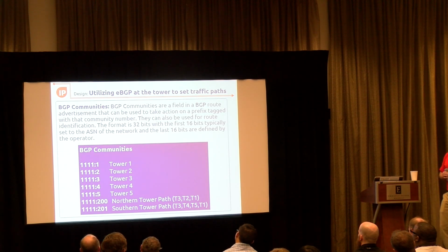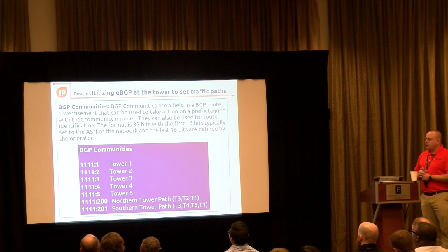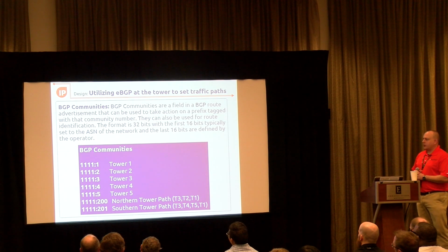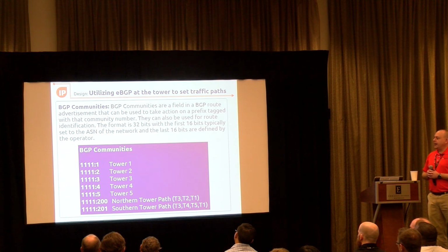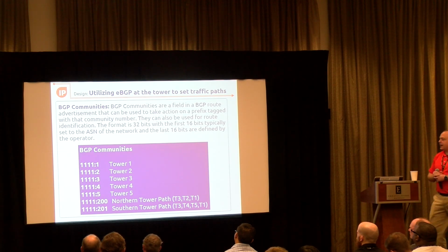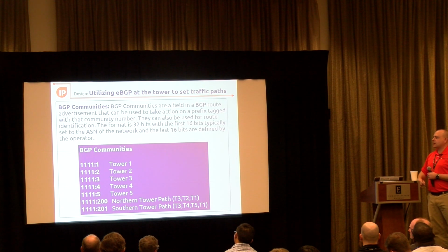So what we did here is we did a couple things. We built 5 what are called informational communities. We decided that our public AS is going to be 11111, and the first community was going to match Tower 1, and then 11112 is Tower 2, and so on all the way down to Tower 5. And the sole purpose of those is just to identify where the traffic is coming from.